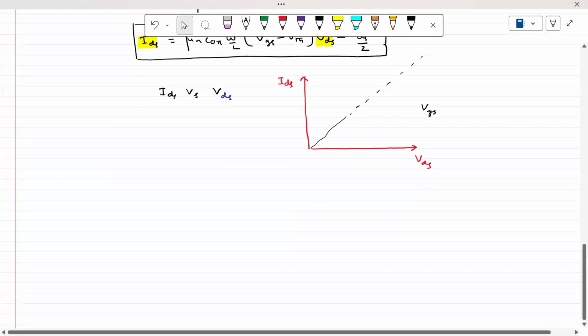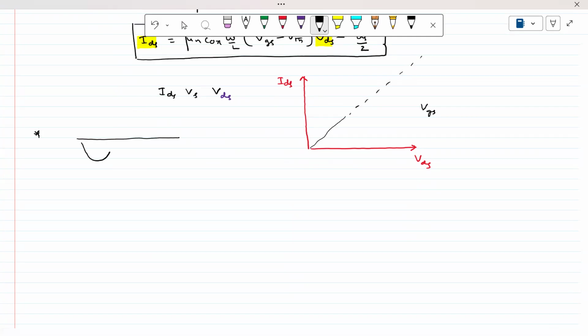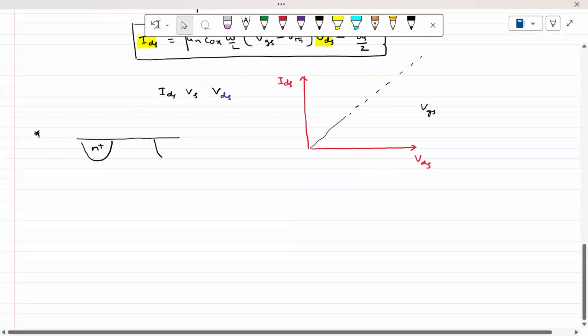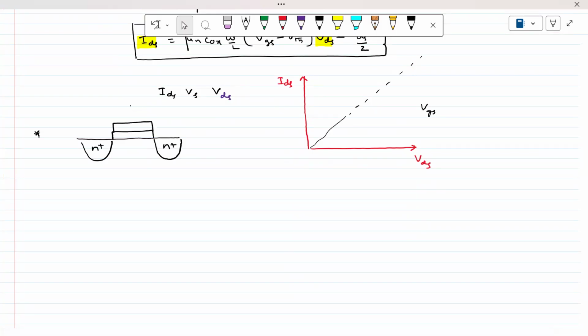Look carefully here. This is the MOS structure: this is the N plus, this is another N plus, this is the oxide, and on top of it we have a polysilicon. We applied a potential difference here. This is the source and this is the drain, for example. So we have to apply less voltage at one side and more voltage at the other. That means we have to apply a positive potential at the drain and a negative potential at the source.